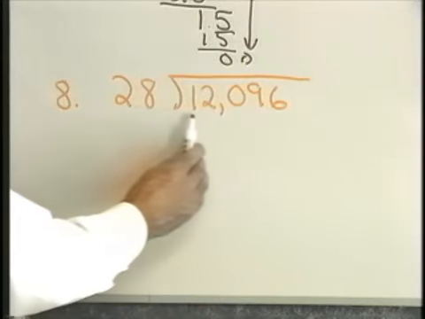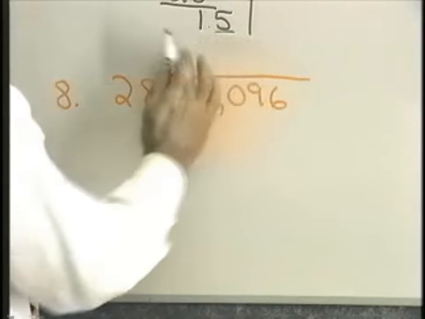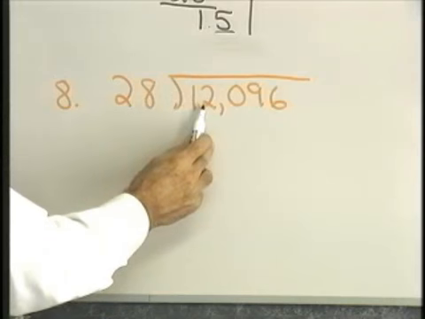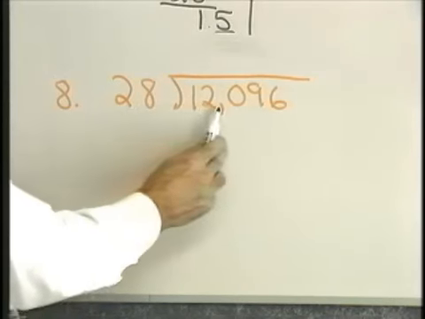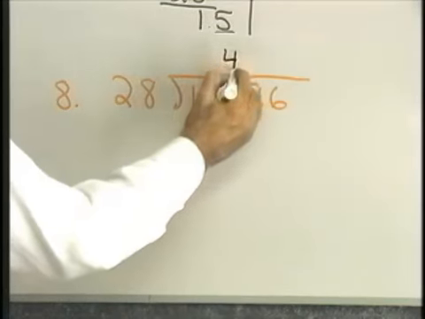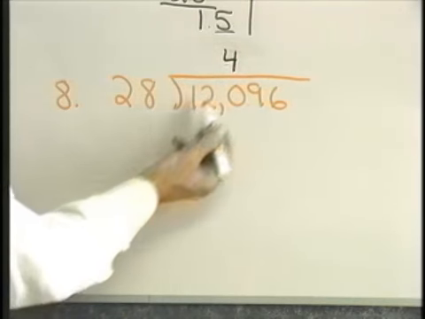I have 28 into 12,096. Now I'm going to erase this right here. So I'll estimate 28 into 12. It won't go, so I'll say 28 into 120. I'll make that estimate. 28 into 120, I'm going to say about 4 times. Because this is about 30, and 4 times 30 would be 120, so that's a good estimate.